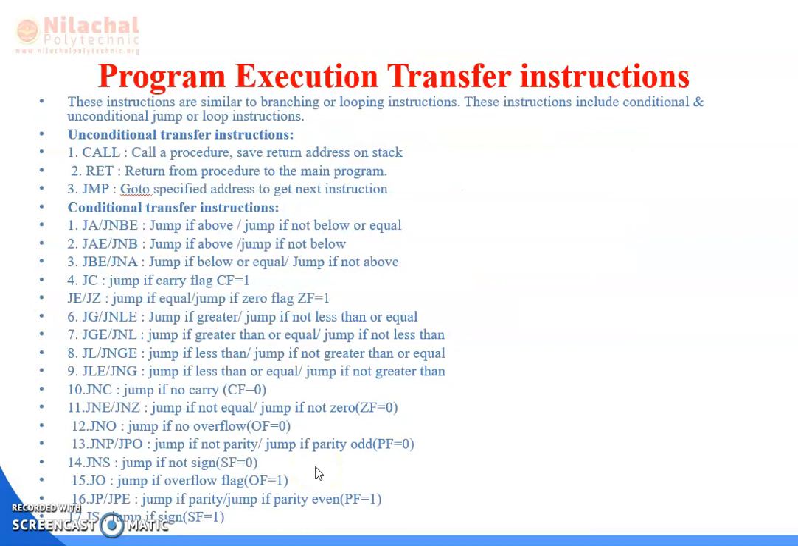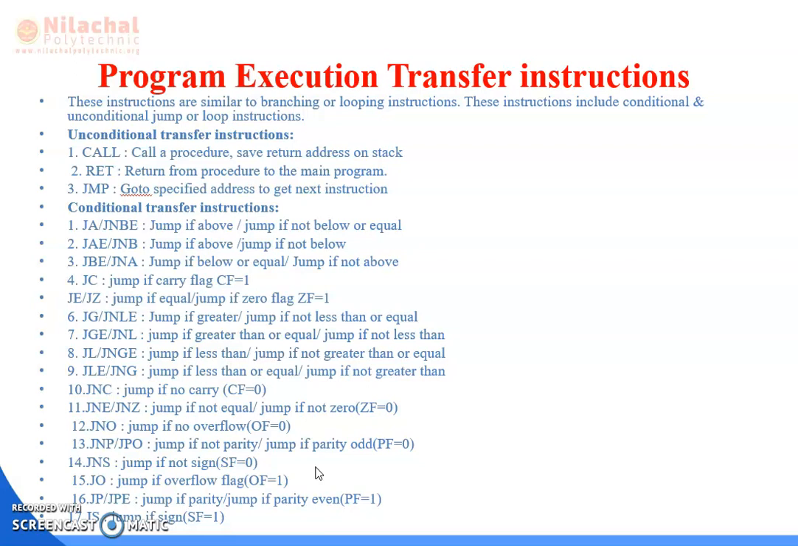So next is program execution transfer instruction. These instructions are similar to branching or looping instruction. These instructions include conditional and unconditional jump or loop instruction. So unconditional transfer instruction is CALL, call a procedure, save return address on stack, then RET, return from procedure to the main program. Next JMP, go to specified address to get next instruction.